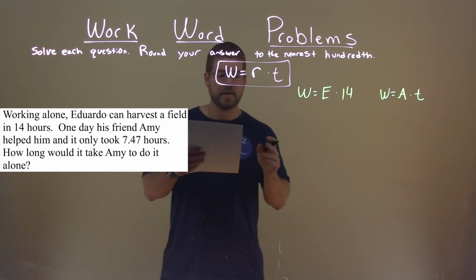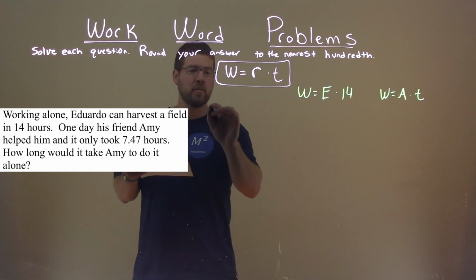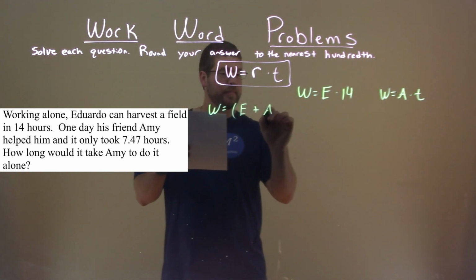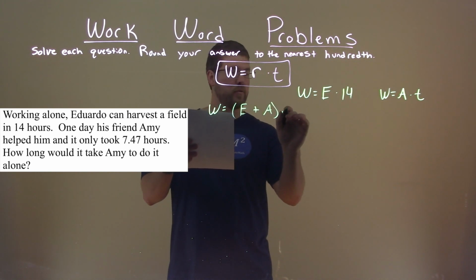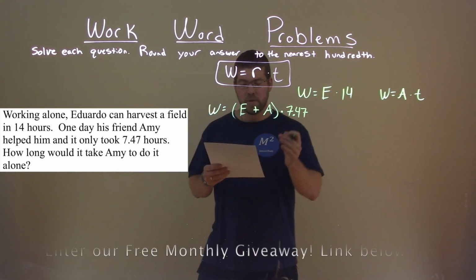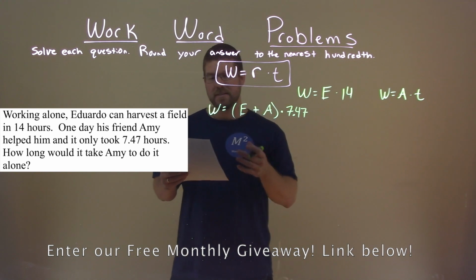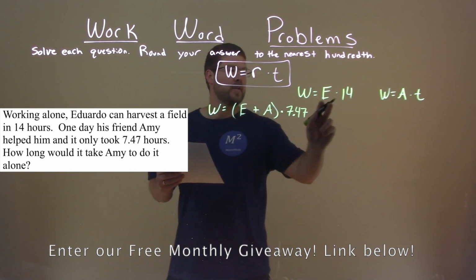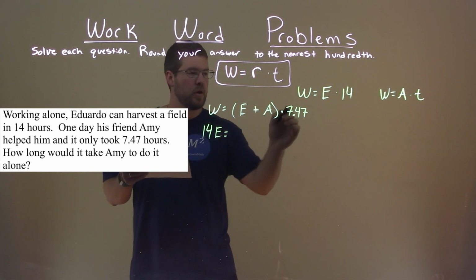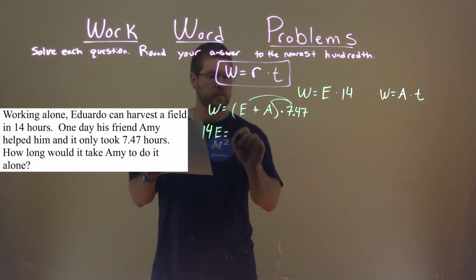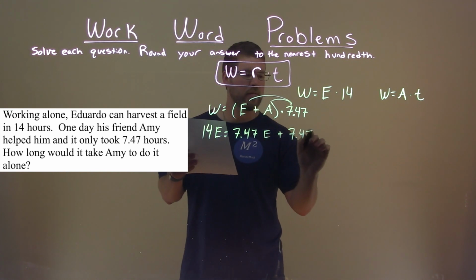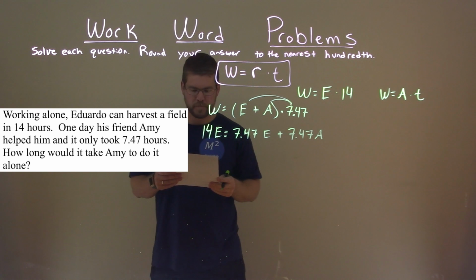Okay. But we do know how long it takes them if they did it together. So that same work of harvesting the field is equal to Eduardo's rate plus Amy's rate, and it took them a total of 7.47 hours. So what we're going to do from here is adapt this and see if we can get an answer. So we know the work is equal to E times 14, or 14 times Eduardo's rate. We're going to distribute the 7.47 to both parts here: 7.47E plus 7.47A.